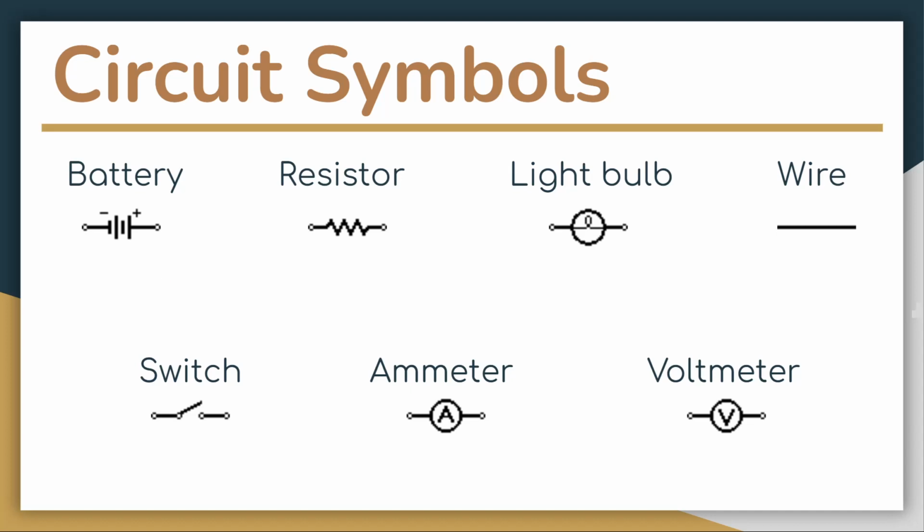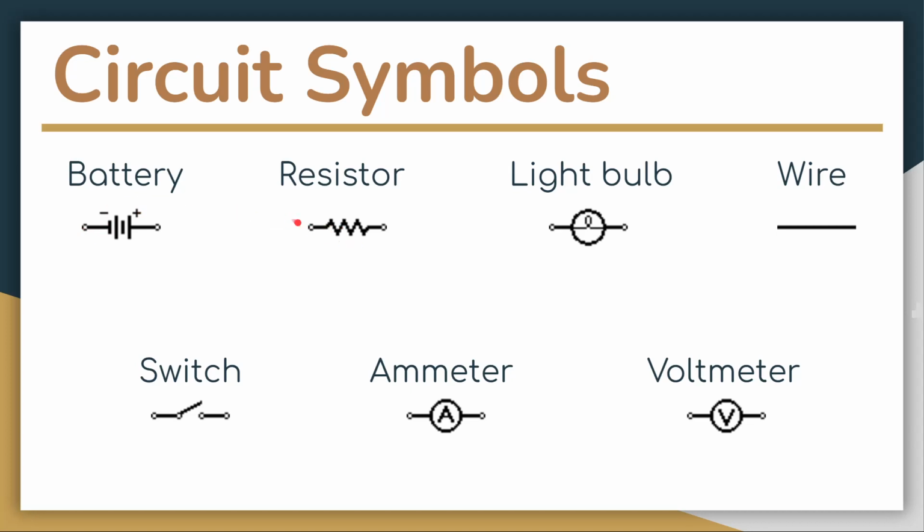Depending on how many cells your battery has, how many batteries you're using, you'll have varying numbers of those lines. It could just be one long line, one short line if you only have one battery. Okay, but if you have more than one of them placed together, you'll see it represented like this. The long line is the positive terminal. The shorter line is the negative terminal.